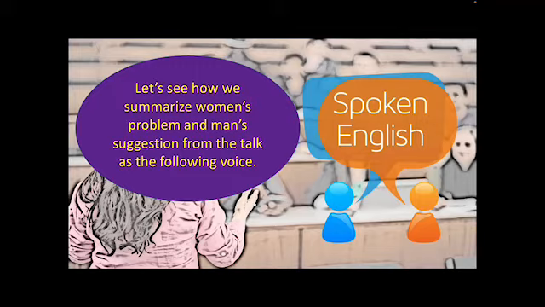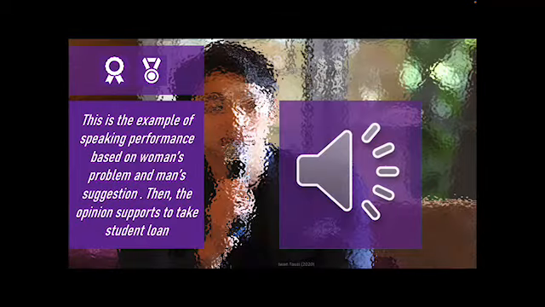Like this, the talking that you want to perform, after we change our topic after this. This is the most logical speaking performance from anyone when they listen to the speaking from the man and the woman about the woman's budgeting problem. Here is an example of a speaking performance based on the woman's problem and the man's suggestion, then the opinion supporting taking the student loans. Okay, let's take a look here.